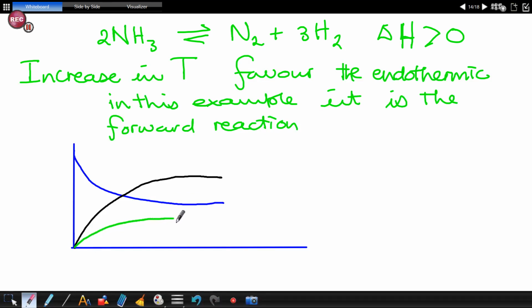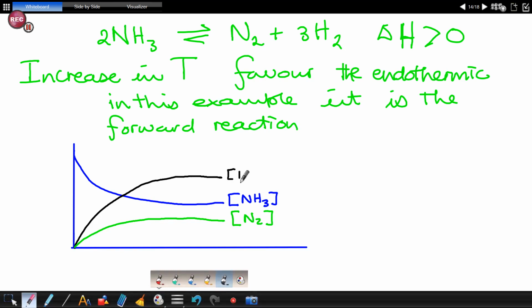Yes. There. That's the hydrogen. No, this is the concentration of the nitrogen. That is the concentration of the ammonia. And the last one, the top graph, is the concentration of the hydrogen.